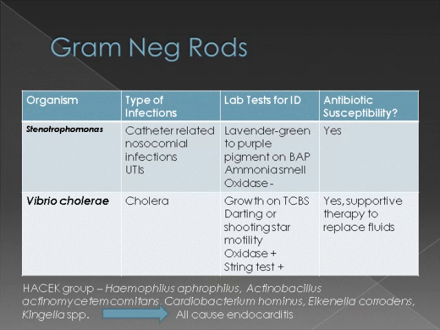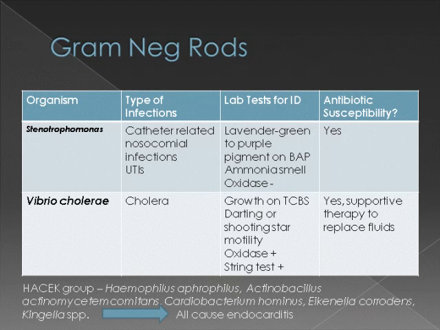Next, we have Stenotrophomonas. This one causes catheter-related nosocomial infections as well as UTIs in patients. It has a nice lavender green to purple pigment on blood agar. It can have an ammonia smell, and it is oxidase negative. Susceptibility would be needed on this one.